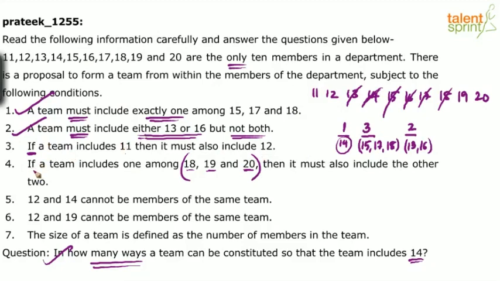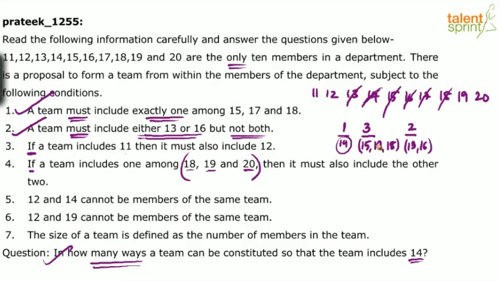Next, the fourth point says if a team includes one among 18, 19, 20, then it must also include the other two. We have already understood this point: if 18 or 19 or 20 is chosen, then obviously the other two will also be chosen. Are you able to follow? Now, we have already closed 18. 19 and 20 are still open, but 18 has already been closed. Where? In the second step.